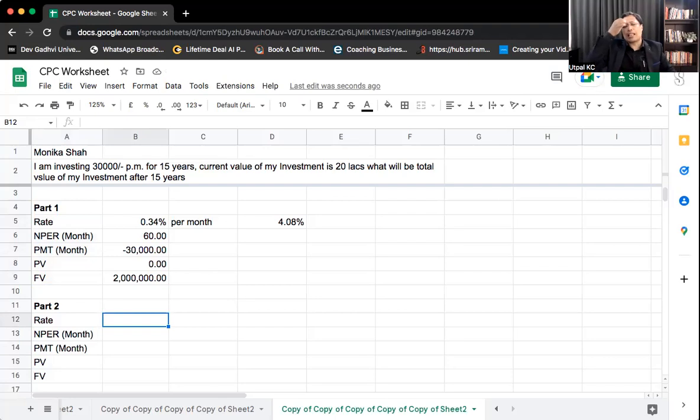Yeah, Rajiv Ranjan, that's fine. She's saying 66. We can make it 66 also. She said 66, that's why I'm taking 60. She knows it better. So the rate is the same, 0.3454% per month. Same rate. NPER, how much?